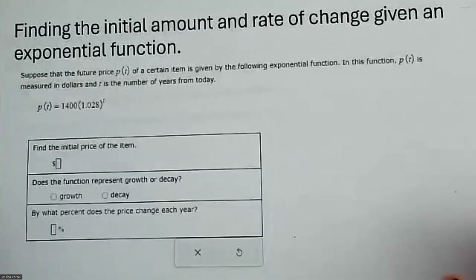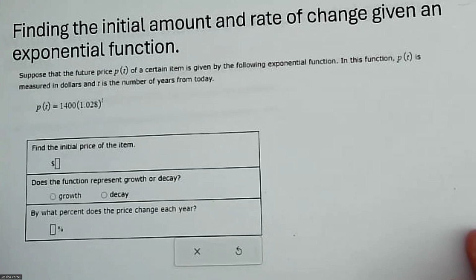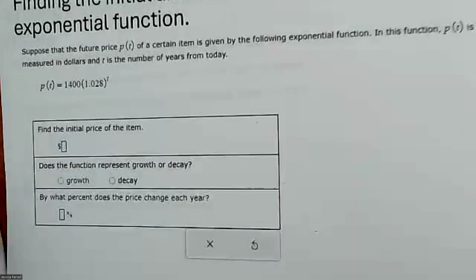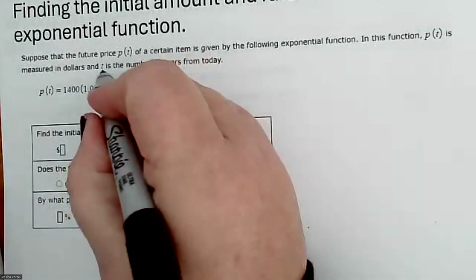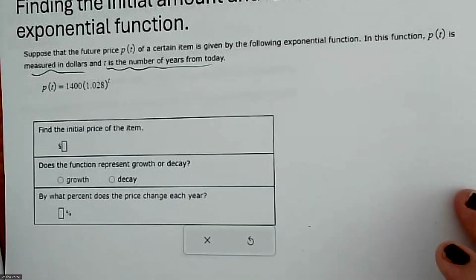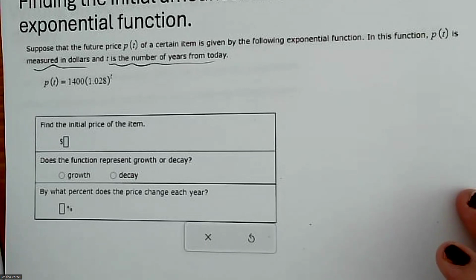Next up, find the initial amount and rate of change given an exponential function. Suppose that the future price P of t of a certain item is given by the following exponential function. In this function, P of t is measured in dollars and t is the number of years from today. So we're working with dollars. T is the number of years from today. Find the initial price of the item.